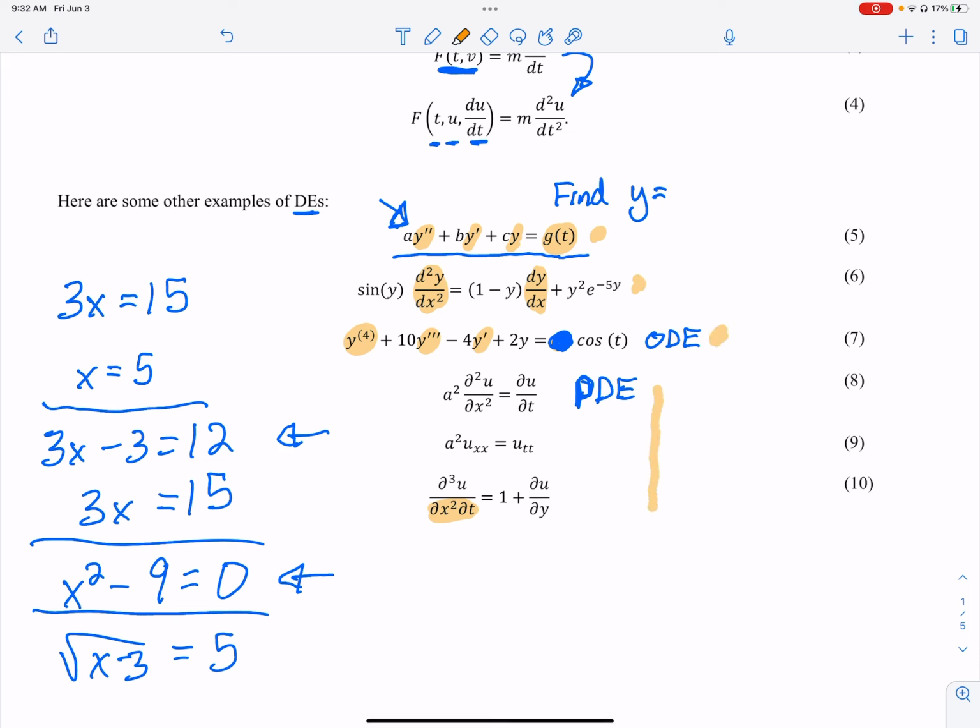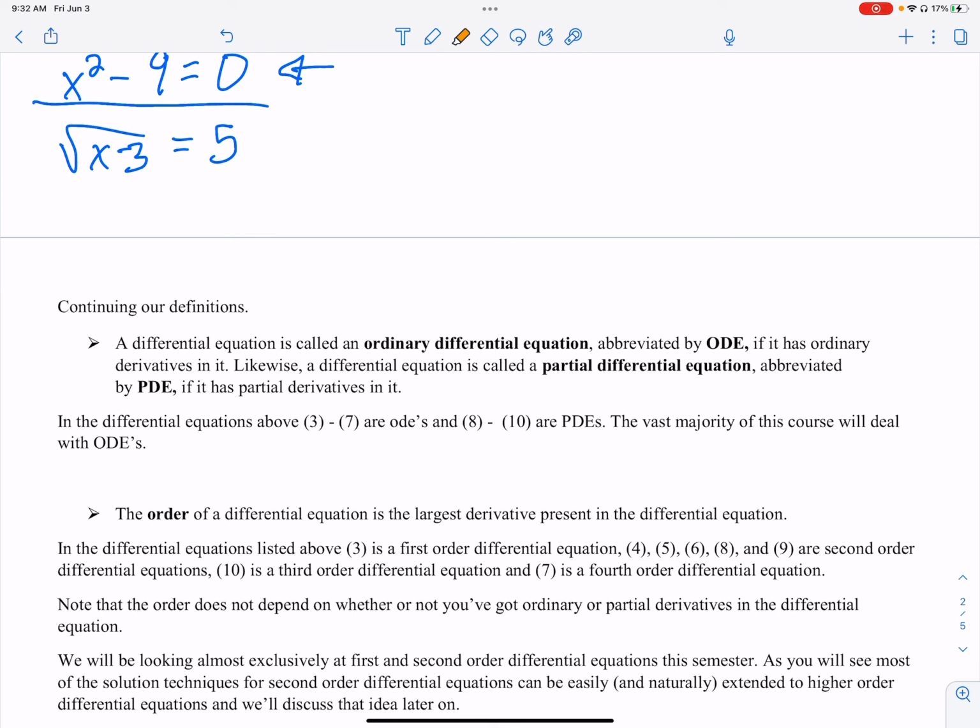You can check out those numbers if you'd like. I think that one's an easy thing to differentiate. You're just looking at the derivative. Is it an ordinary derivative, or is it a partial derivative?